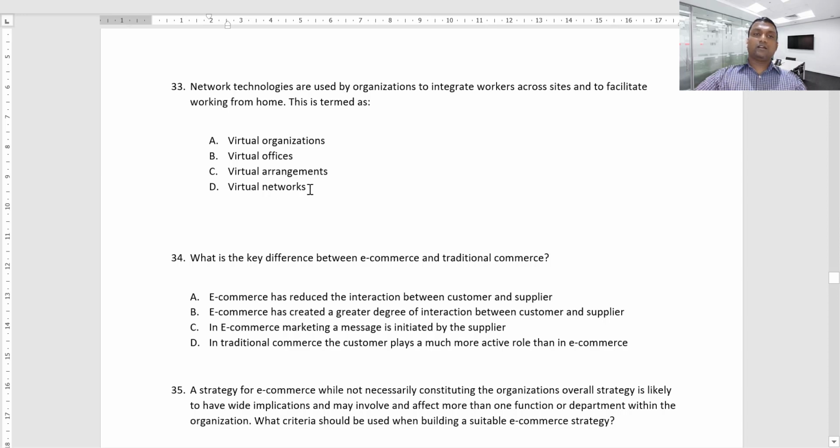Virtual network is a software based network. We call it sometimes VPN, where we use software to virtually create a private network with our organization where we are. So it should be virtual arrangements. They are not trying to create a virtual organization where the organization itself is virtual. Okay, that's not the case here. Or even a virtual office is not the concept here. They are trying to let workers work from home, so they are having a virtual arrangement so that they can work from home. So for question number 33, answer should be C.